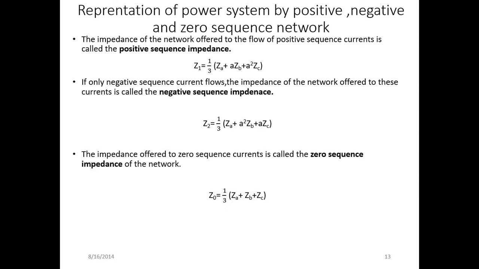And what is the definition for zero sequence impedance? The impedance offered to the zero sequence current is called the zero sequence impedance of the network. Zero sequence impedance is represented by suffix 0. That's why the formula is Z0 = 1/3 (ZA + ZB + ZC).